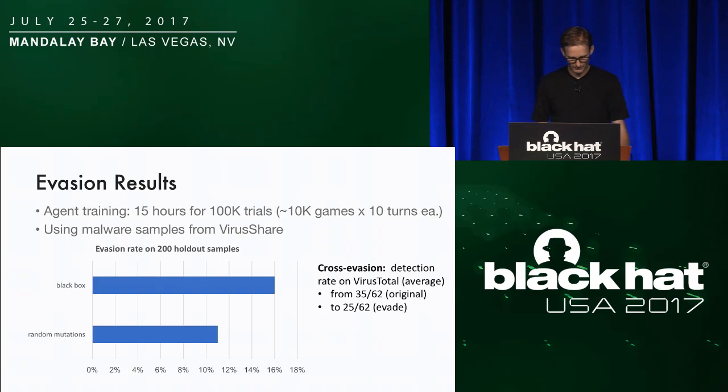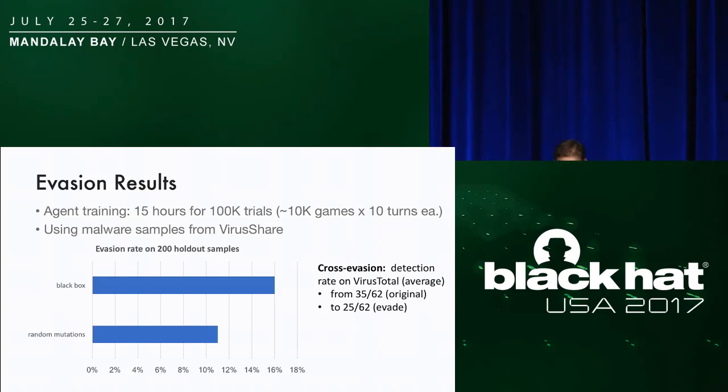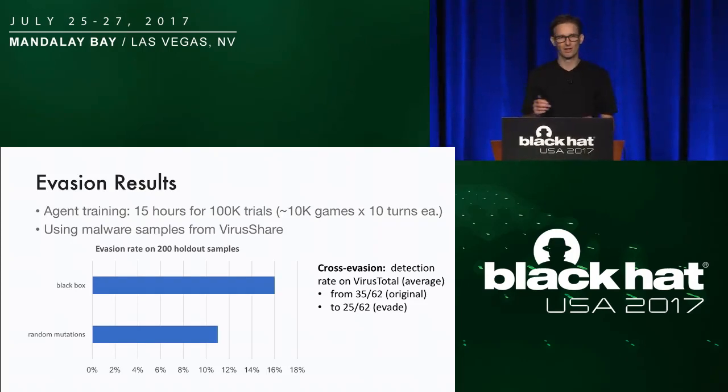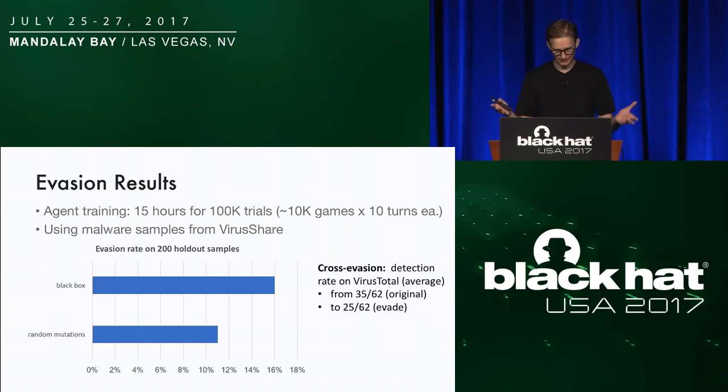Nevertheless, when we train after 100,000 different trials, we're able to have our black box attack succeed against our toy model, using VirusShare samples as seeds, with a 16% evasion rate. So just to make sure that we're not just getting lucky, we also did luck. For the same samples, we drew at random one of these actions and manipulated it. And indeed, random actually works pretty good. It evades more than 10%.